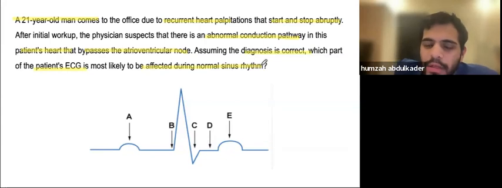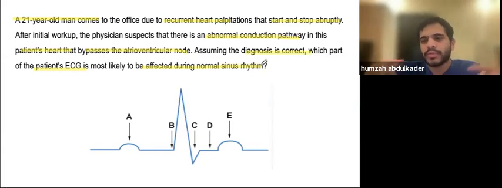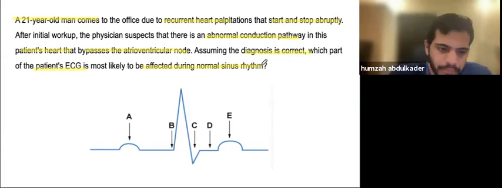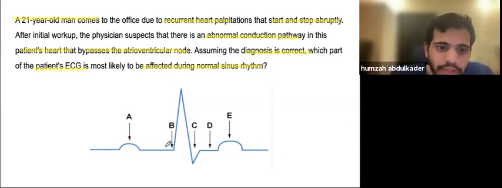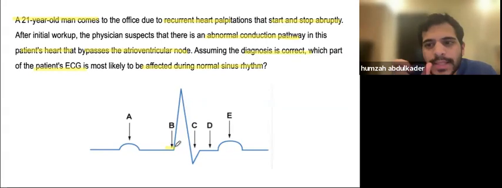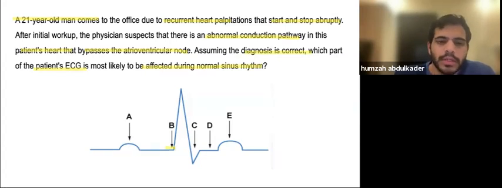What do you think the disease is here? What do you think is causing this abnormal conduction path, or what do you think is the result of this abnormal conduction pathway? Correct. It's Wolff-Parkinson-White. Okay. So the answer here would be B. Does anyone know what the sign is called? Or what the wave is called, I guess. Perfect. Delta wave.